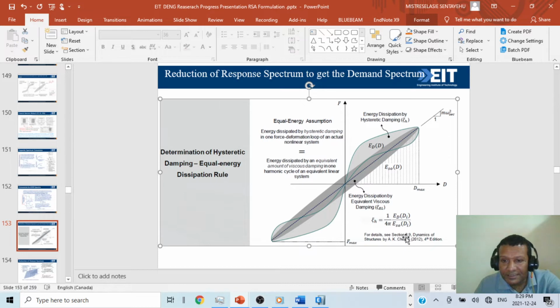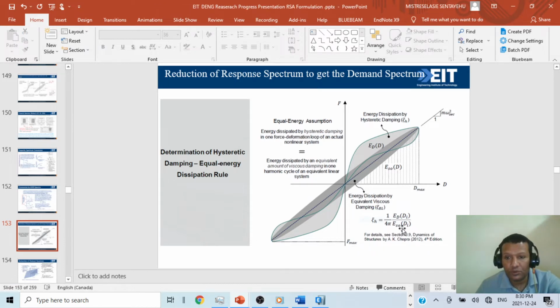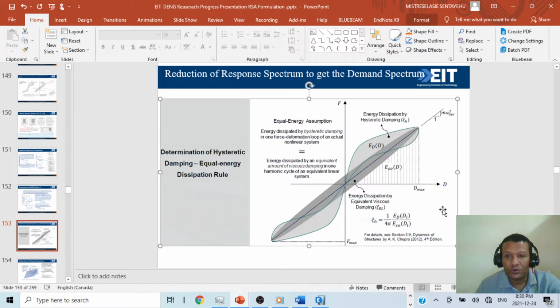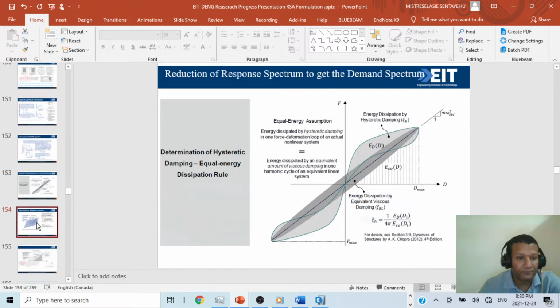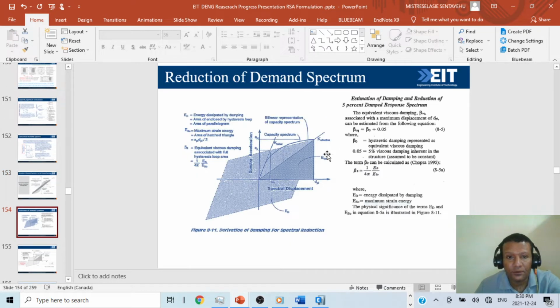For detail, see section 3.9 of Dynamics of Structures by A.K. Chopra, 2012, 4th edition. This is taken from the Chopra book. So if you are interested in exactly how this equation is derived, you can refer there. Now, reduction of demand spectra.